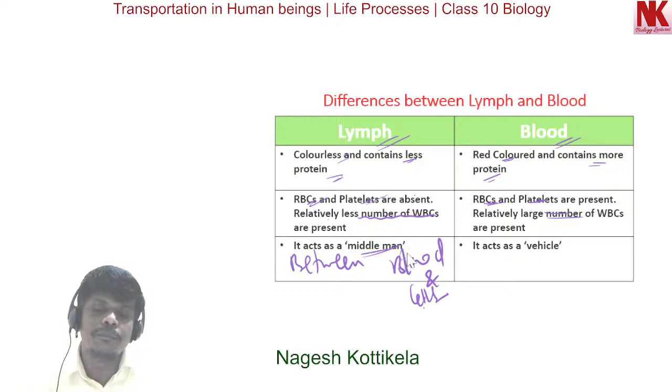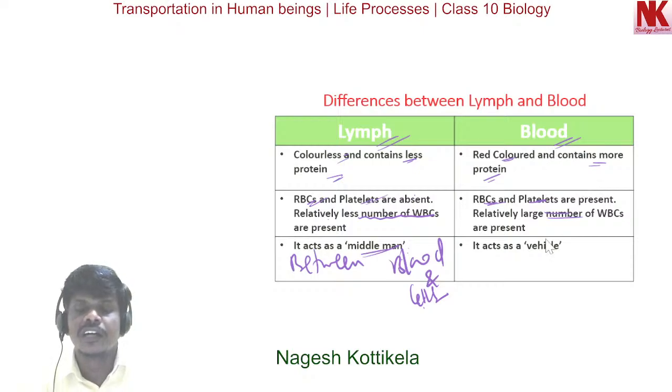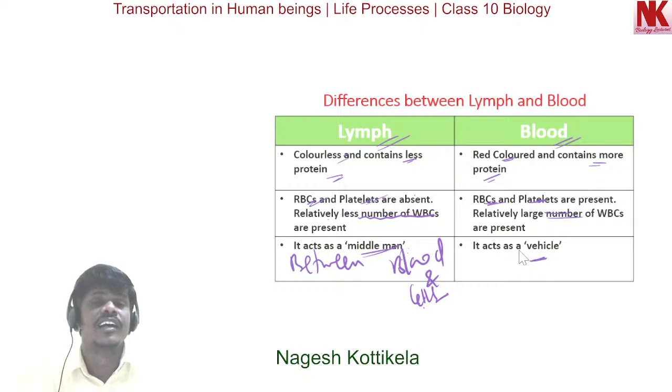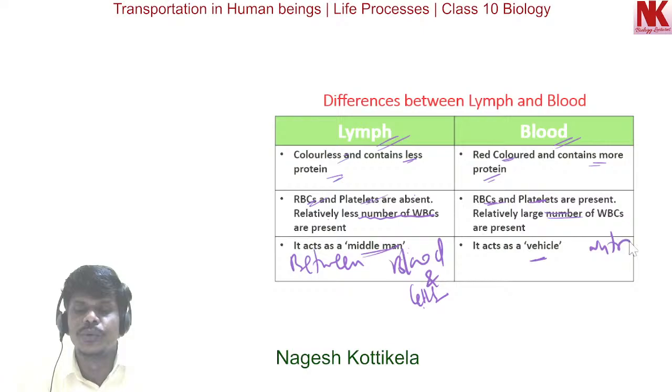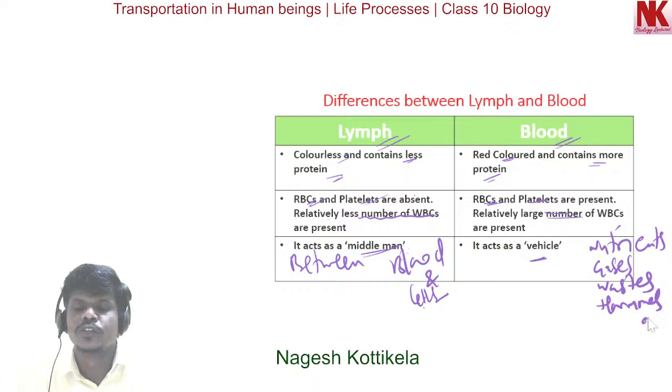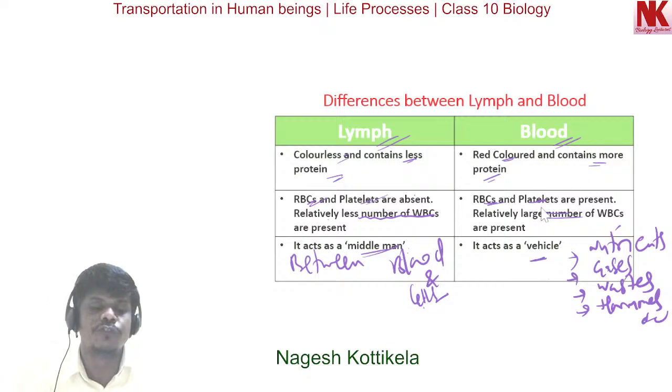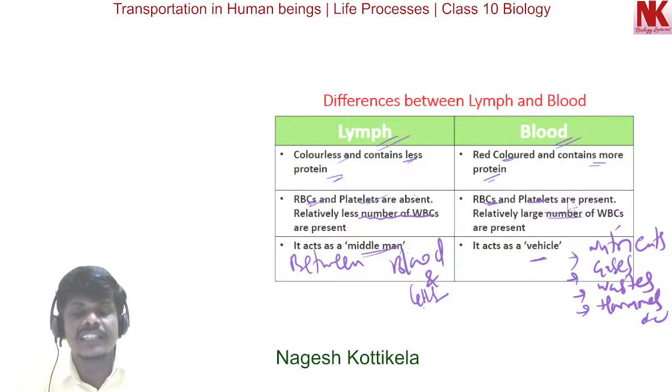So between blood and cells the lymph acts as a middleman, and the blood acts as a vehicle. It is transporting nutrients, gases, wastes, and hormones. So many things are transported in the blood, so it acts as a vehicle. These are the differences between lymph and blood.